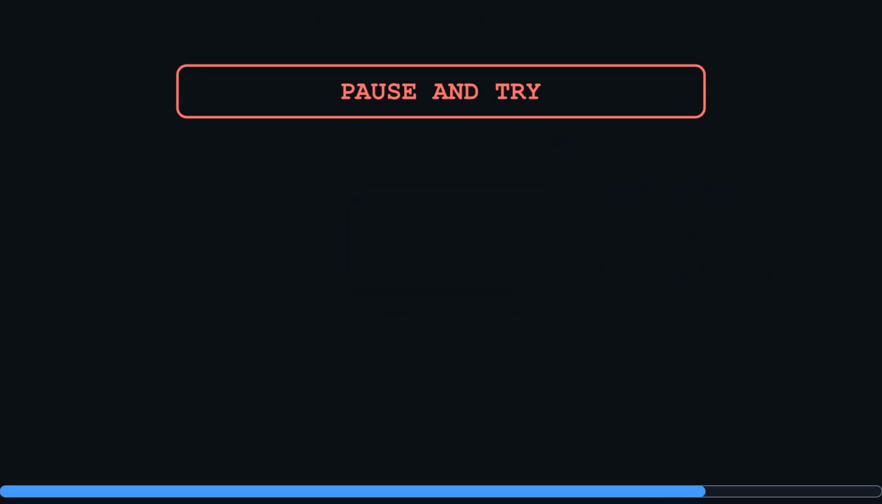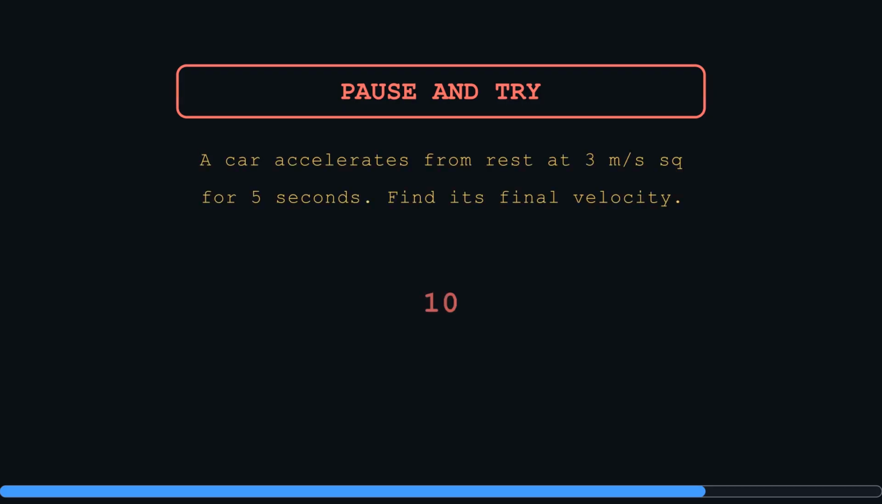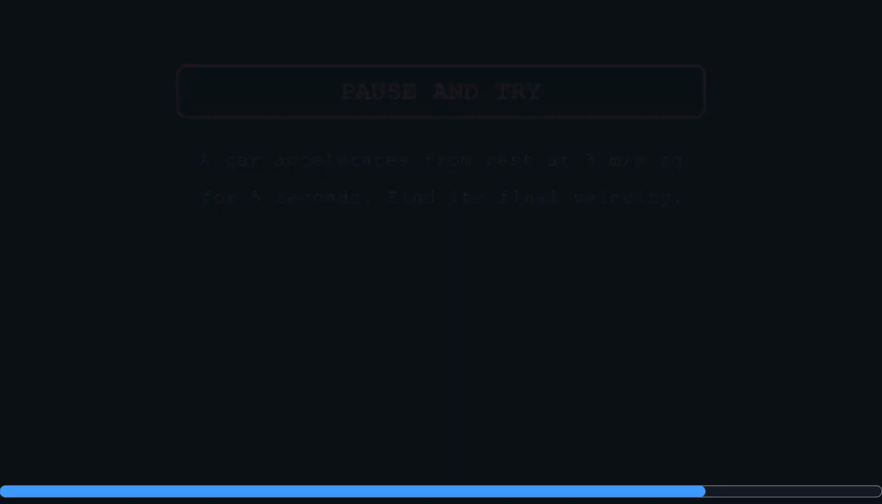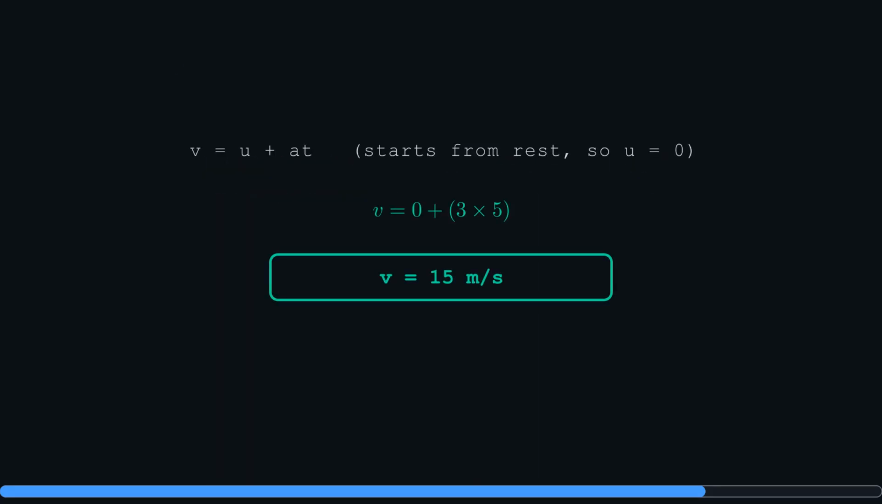Pause the video and try this problem yourself. Using V equals U plus AT, and starting from rest means U is 0. 0 plus 3 times 5 gives a final velocity of 15 meters per second.